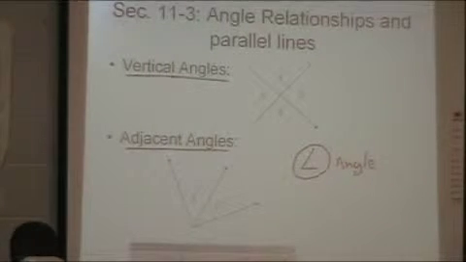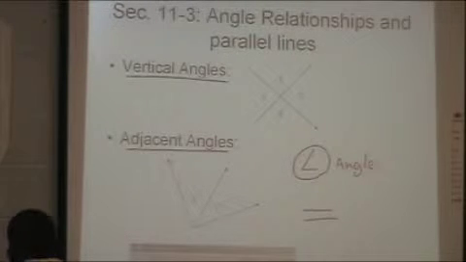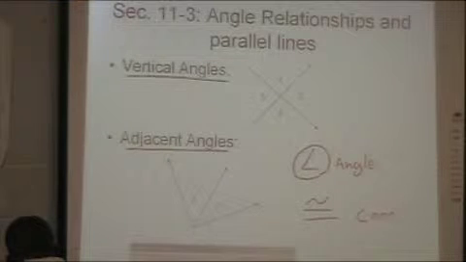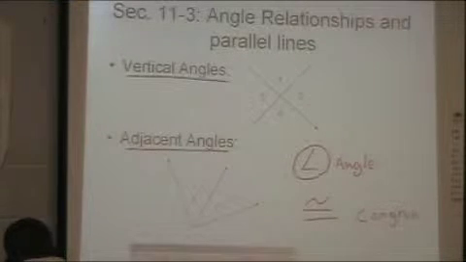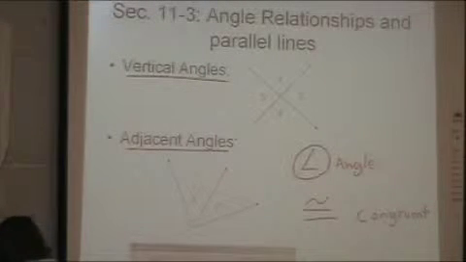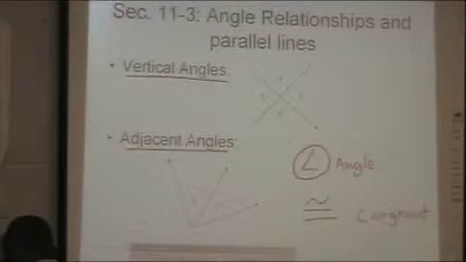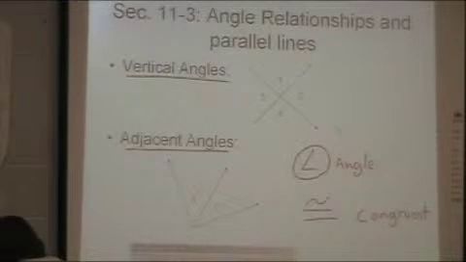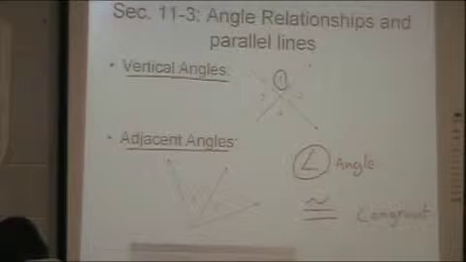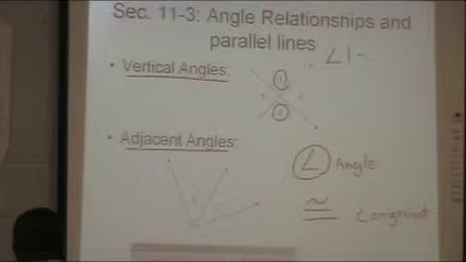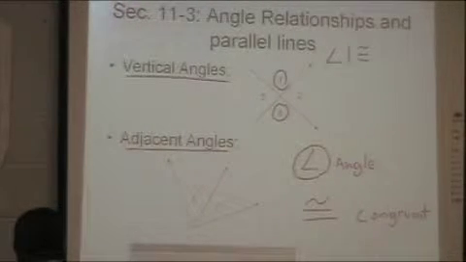Alright, another symbol you're going to have to know is this symbol right here means congruent. Alright, now, what does congruent mean? Congruent means the angle relationship is the same. Okay, in other words, the two angles may have the same measure. So let's say I wanted to say angle 1 right here and angle 4 right here were congruent. The way I would write that is angle 1 is congruent to angle 4.